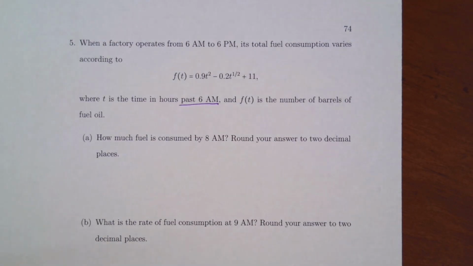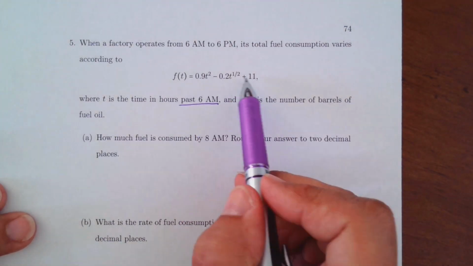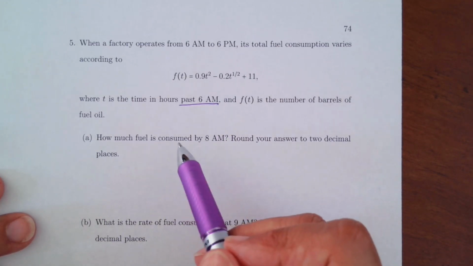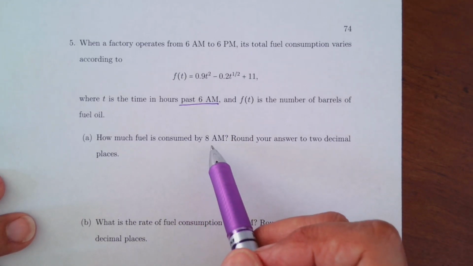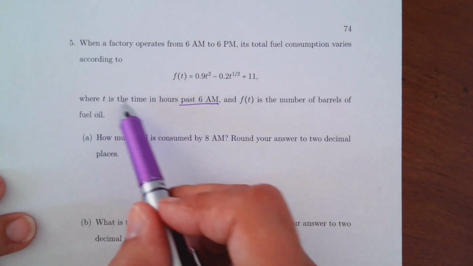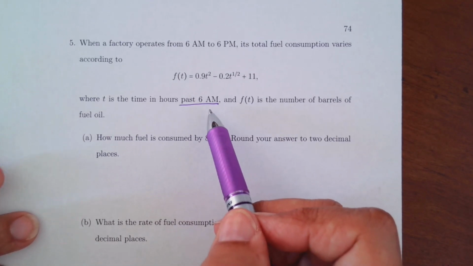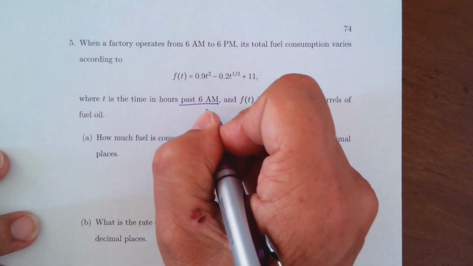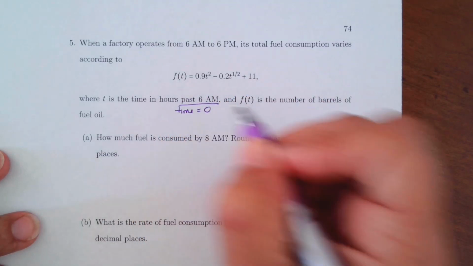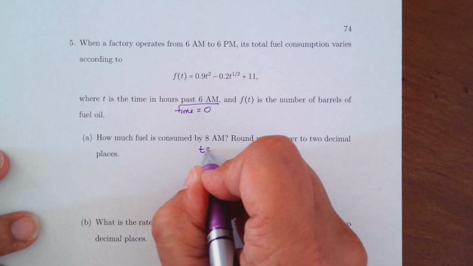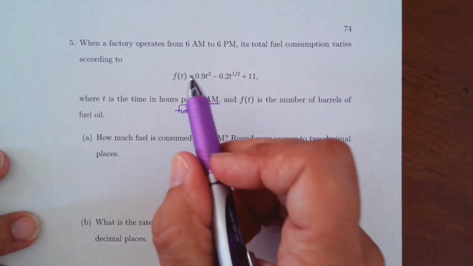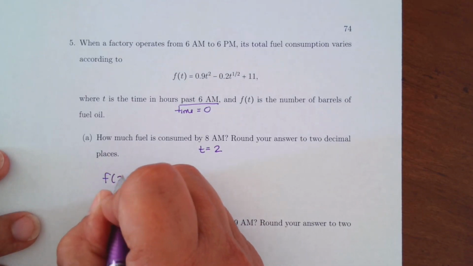Okay, how much fuel is consumed? This is how much fuel is consumed. They didn't ask me for a rate, just how much fuel. So am I going to plug in 8 into here, or am I going to plug in 2? Okay, so remember, t is the time in hours past 6 a.m. So 6 a.m. is like 0 time. Okay, that's when the time is 0. So at 8 a.m., that means the time would be 2. That's 2 hours past 6 a.m. So we're going to find f of 2.